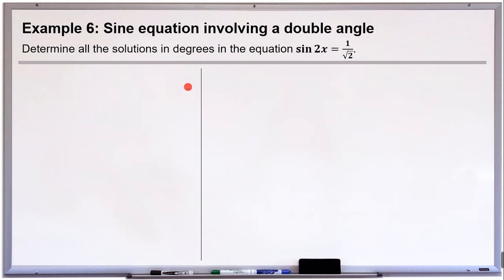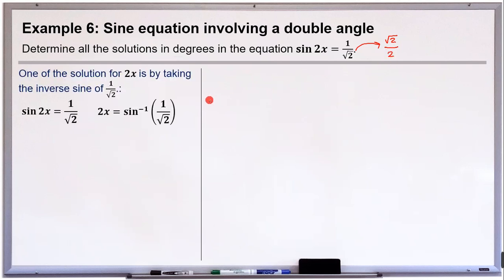Next, we'll proceed to the sine equation involving a double angle. Determine all the solutions in degrees, in the equation sine 2x is equal to 1 over square root of 2. By the way, 1 over square root of 2 can also be expressed, if we rationalize the denominator, as square root of 2 all over 2.